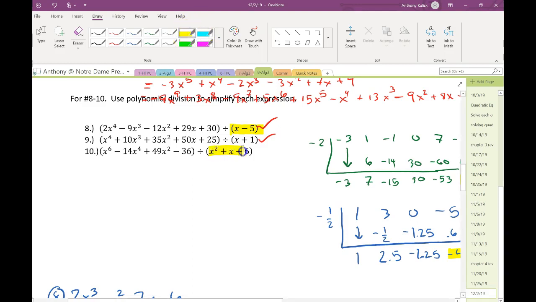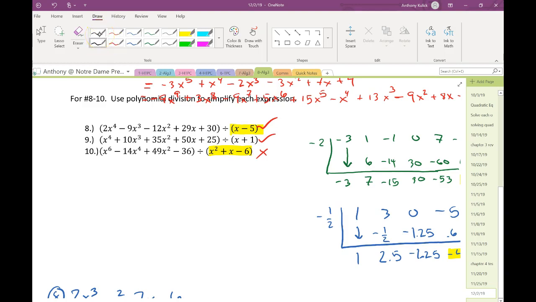If I look at the divisor, what's the degree of the divisor? 2. Can I do synthetic division on this then? No. Everybody okay with how we can check to see if we can do synthetic division or not? Okay.